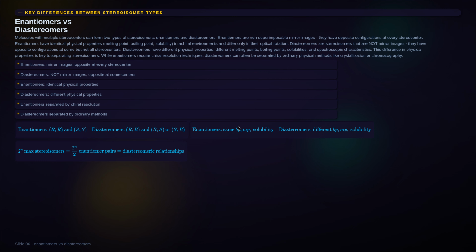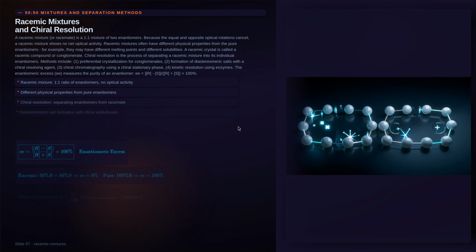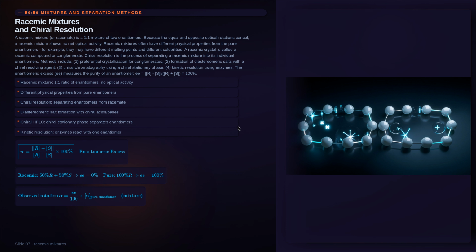A racemic mixture, or racemate, is a one-to-one mixture of two enantiomers. Because the equal and opposite optical rotations cancel, a racemic mixture shows no net optical activity. Racemic mixtures often have different physical properties from the pure enantiomers. For example, they may have different melting points and different solubilities. Chiral resolution is the process of separating a racemic mixture into its individual enantiomers. Methods include preferential crystallization for conglomerates, formation of diastereomeric salts with a chiral resolving agent, chiral chromatography using a chiral stationary phase, and kinetic resolution using enzymes.